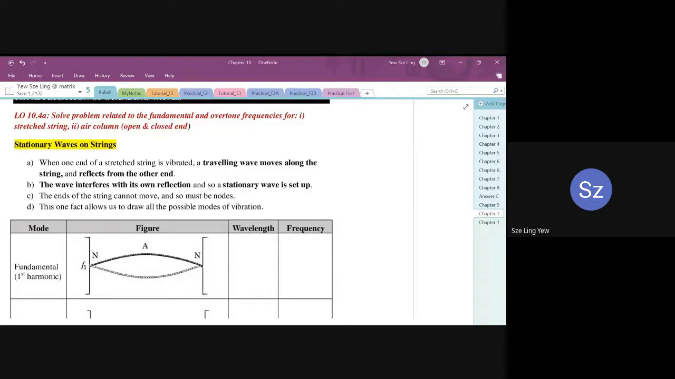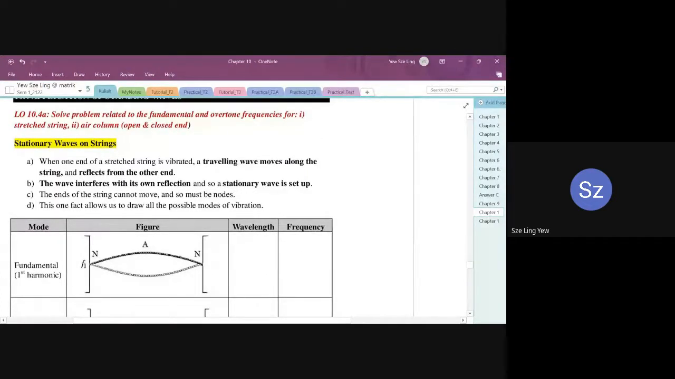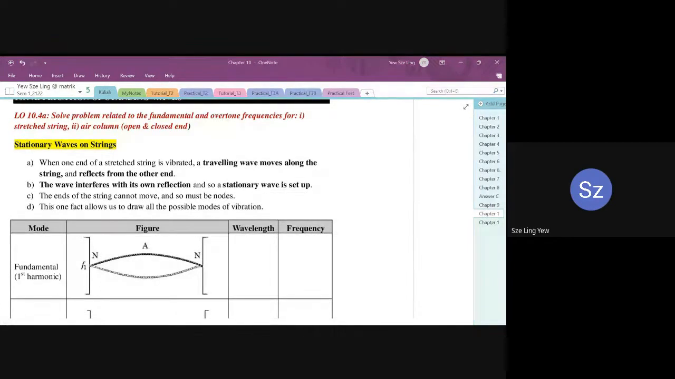Next we are going to look at the applications of sound wave. Where can we find sound wave in reality? Sound wave can be generated in two different situations. The first one is on the string. When you pluck a string, where can you find this sound wave? A very typical example would be your guitar. If you play guitar, you are plucking the string and then it generates sound.